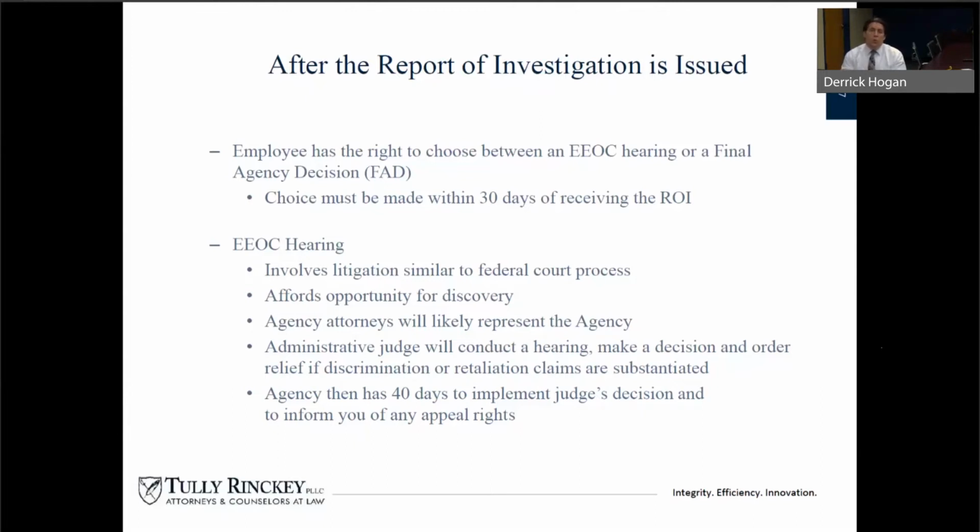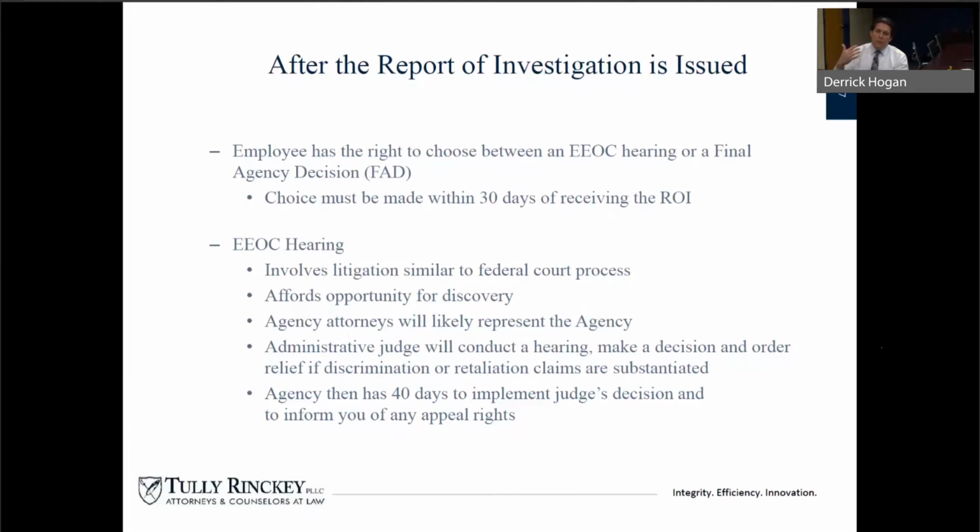Sometimes the judges will bifurcate the hearings. And what do I mean by that? Bifurcate, split the hearings. One hearing might be on liability, meaning did the agency discriminate against you based on the claims you've raised? And the other part of the hearing might be on damages. So it might be, okay, we have found your claims to be substantiated. Now, how are your damages?